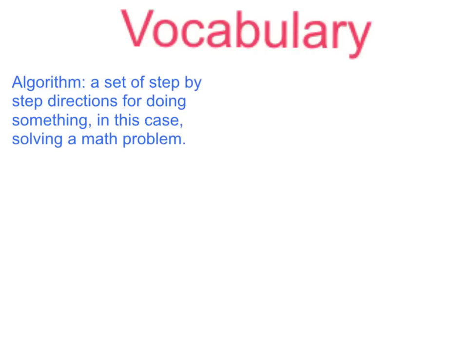The first word is algorithm. This is a set of step-by-step directions for doing something, in this case, solving a math problem. We will look at a couple of specific types of algorithms later on in this video, so keep this word in mind.